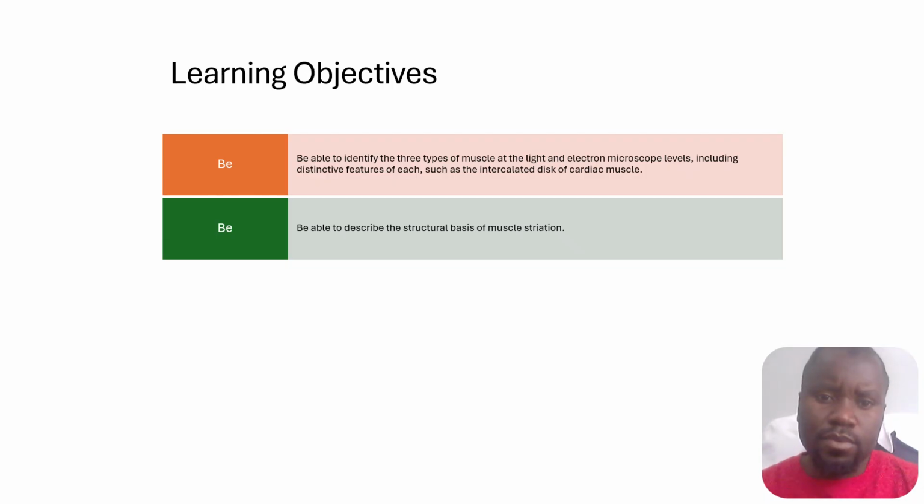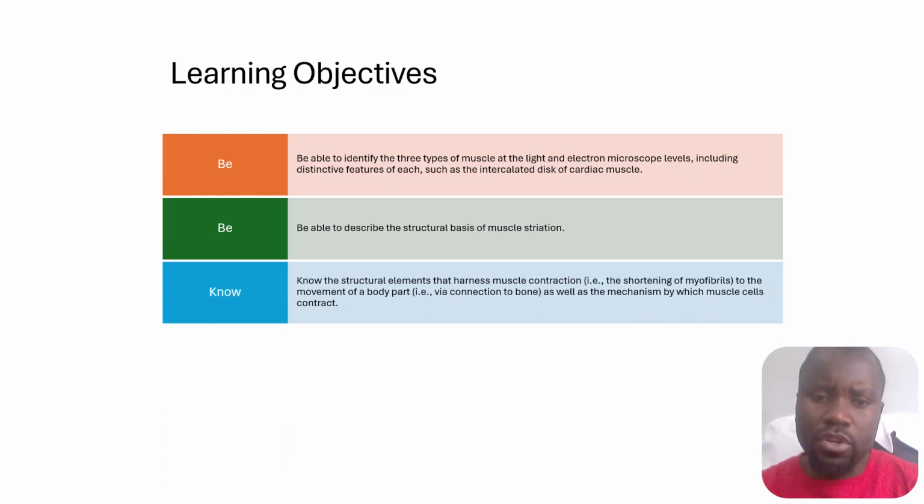And then with that, we want you to be able to describe the structural basis of muscle contraction: which muscle components help in muscle contraction, and how does that take place? You should also be able to know the elements that get utilized for muscle contraction. How, what, and where does this muscle contraction take place in the muscle?